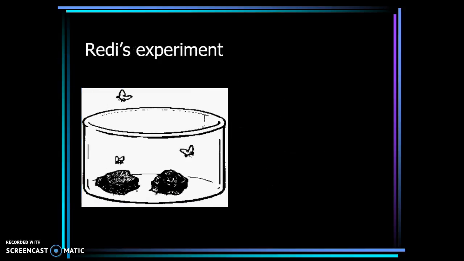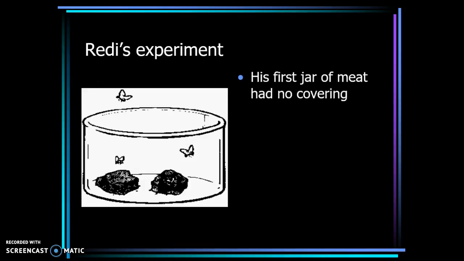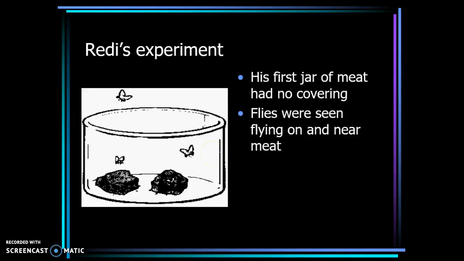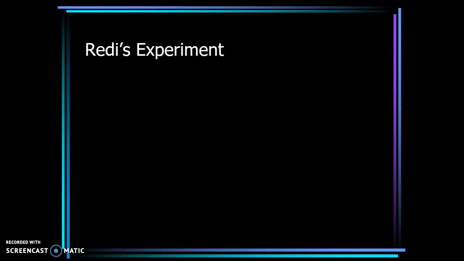In his first jar, what do you think happened? It was open. That's right. The maggots actually were seen on the meat. So the flies were flying around it, maggots appeared. Now, Redi knew this would happen. In his experiment, that's called the control group. So the open container was Redi's control group.